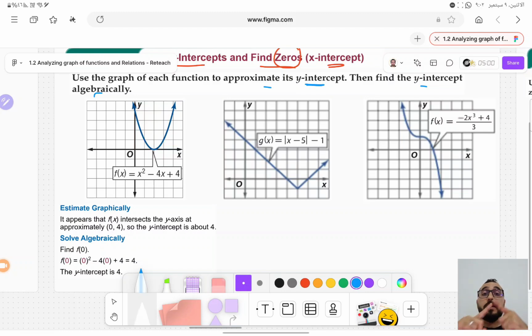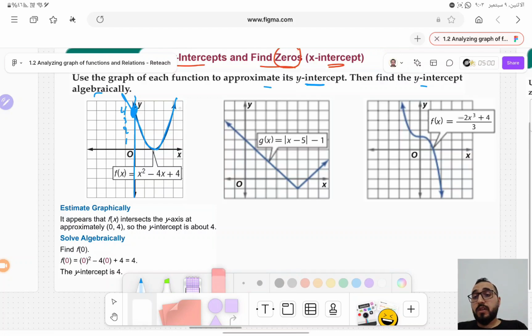Look at the graph. Where is your function? Where does your function intersect the y-axis? You know this is the y-axis and this is your function. If you check, it's this point here. This point is equal to 4, because 1, 2, 3, so it's 4. So using your eye, it's 4. This is how you can estimate graphically. It appears that f of x intersects the y-axis at approximately (0, 4), so the y-intercept is equal to 4.